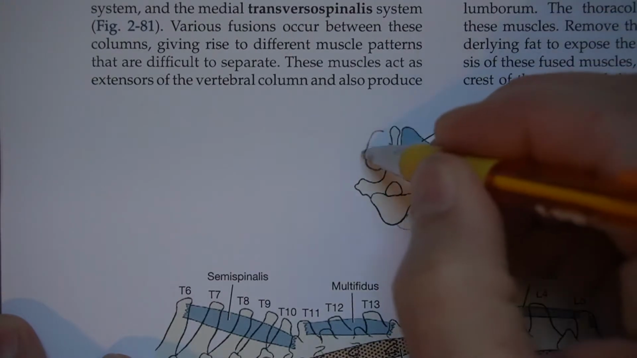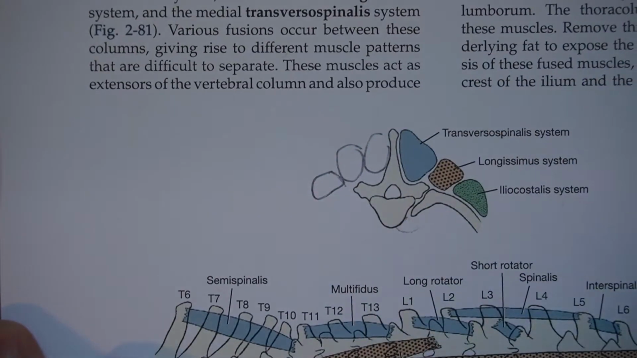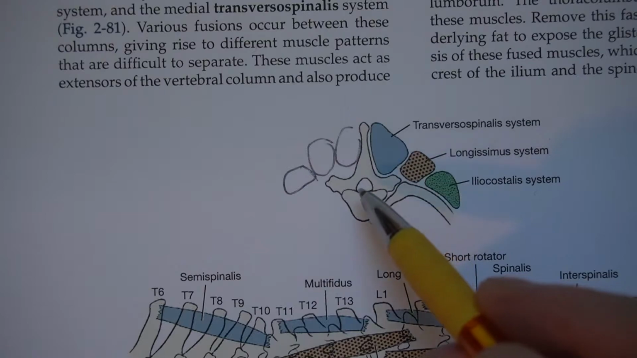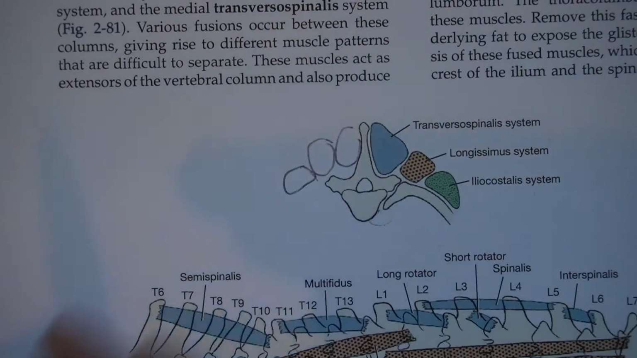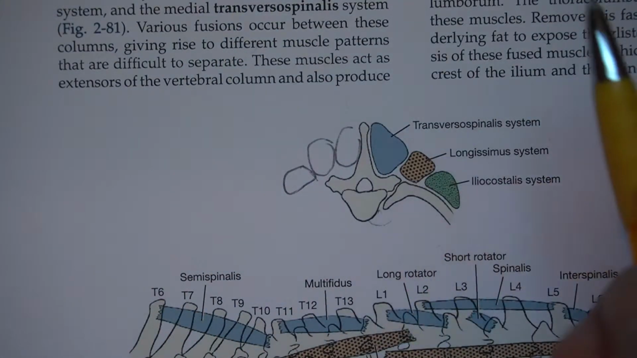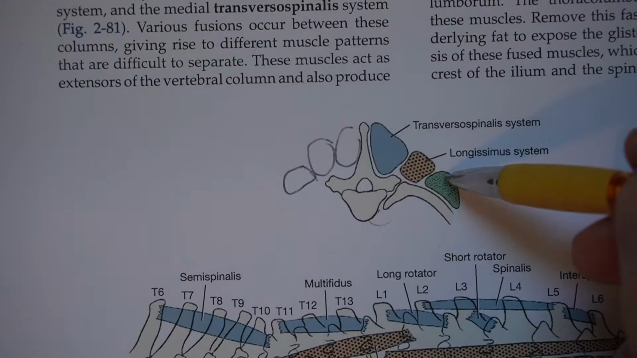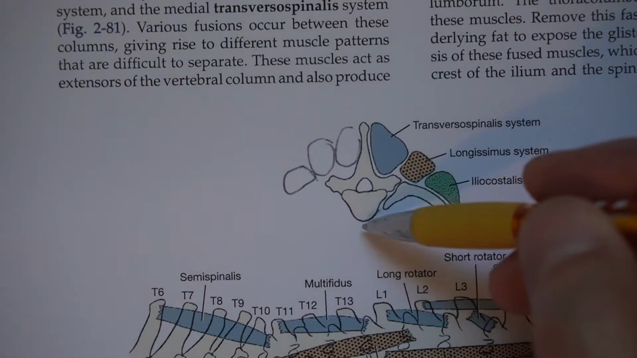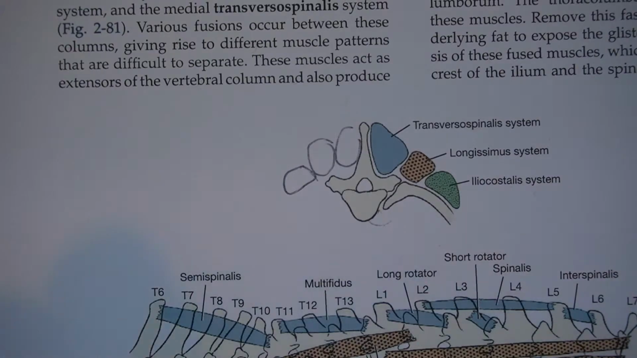And remember, this is bilaterally symmetrical, so we'd have another set of them over here. So when they contract, the vertebral column will extend. If just one side contracts, we would get that lateral flexion of the vertebral column. So lateral flexion will actually come from the epaxial muscle system, one side contracting by itself. The true flexion of the vertebral column comes from the hypaxial muscles.